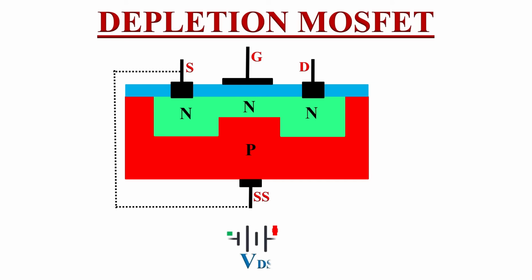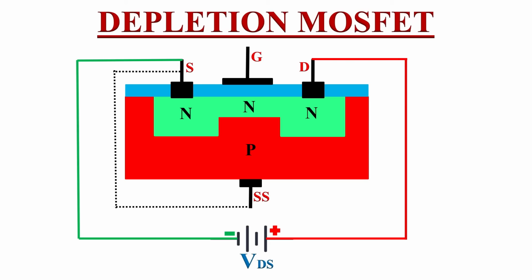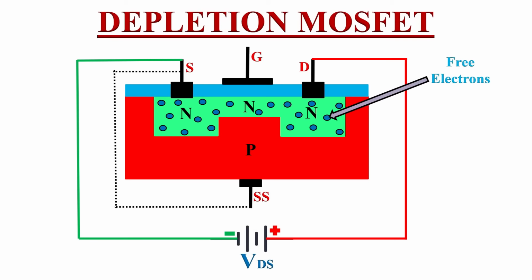If we apply a DC voltage VDS between drain and source terminals, like here, positive voltage to the drain and negative voltage to the source terminal, what will happen here is that the free electrons in this N channel will get repelled from the source terminal's negative voltage and get attracted towards the drain terminal's positive voltage. So there is a flow of electrons from source terminal to the drain terminal, and in this way the current flow will establish in the depletion MOSFET.